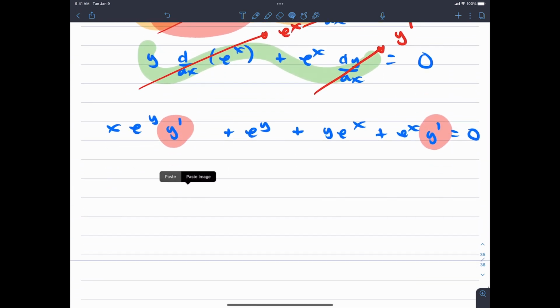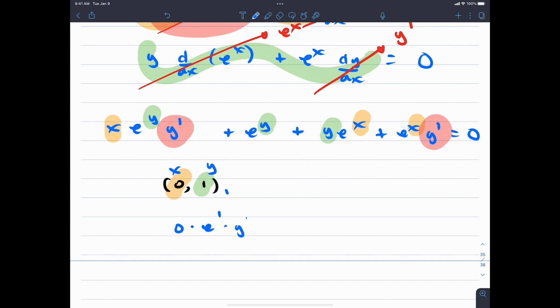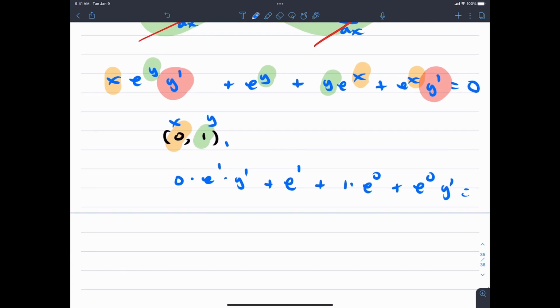So what I would do personally, I go, oh, wherever there's an x, here, replace it with what? 0. Wherever there's a y, replace that y with what? 1. So here's what you end up with, okay? You get 0, e to the 1, y prime plus e to the 1 plus 1, e to the 0 plus e to the 0, y prime equals 0. Is that true? And I ran out of space.